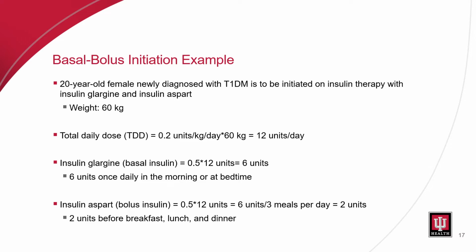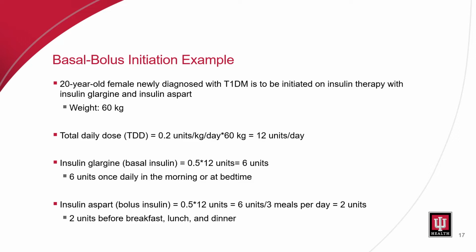Then we're going to split that in half and do insulin glargine, which will be her basal insulin, multiplied by 0.5 or 50% of 12 units gives us 6 units. So we're going to start her off on just one daily basal injection. So we're going to instruct her to either give 6 units once daily in the morning or at bedtime. And this might be something that your patient decides with you as far as the timing of the day that works best for them.